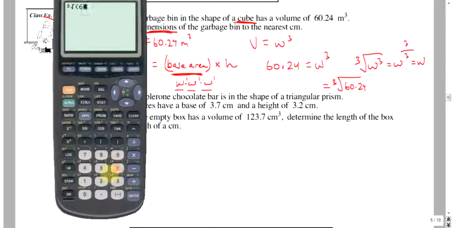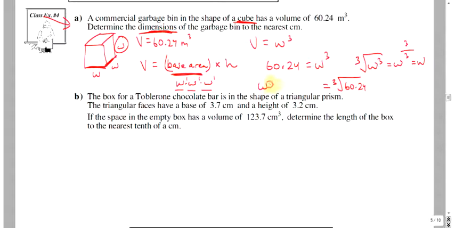Cubed root, 60. Whoop, missed my 0. 3.92. That's the dimension. Guess what 3.92 times 3.92 times 3.92 will give you? 60.24. Yeah. Okay. So W is 3.92. Did I answer the question? Centimeters. Did I still answer the question? To the nearest centimeter. Always read the question.